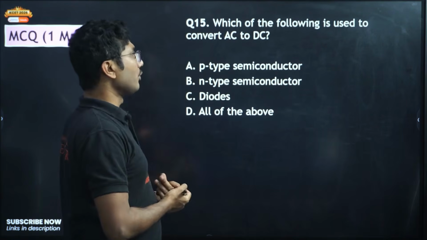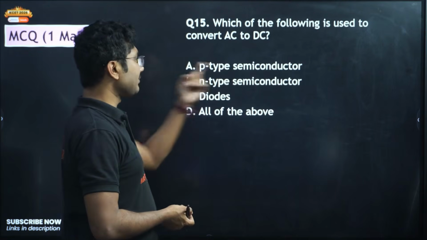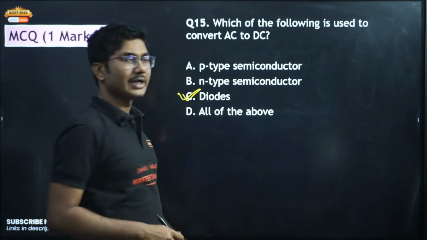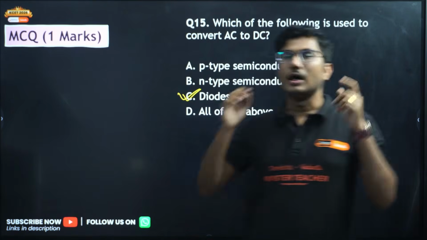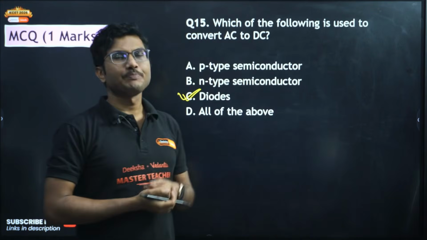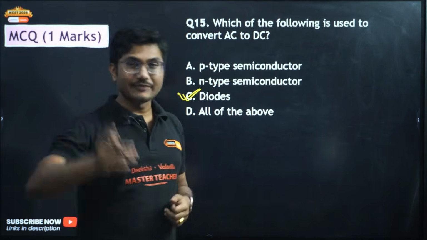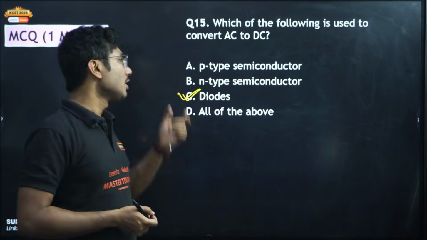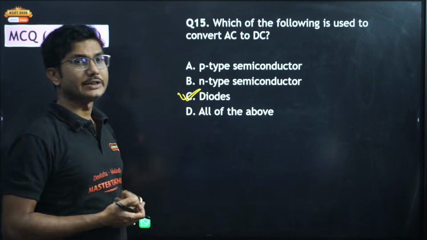Which of the following is used to convert AC to DC? P-type semiconductor, N-type semiconductor, diodes, all of the above. Only diodes are used to convert AC to DC. P and N-type individually cannot convert AC to DC. That means rectification. AC to DC is the rectification process. We will see that. So rectification is possible only by diodes, so PN diodes or normal diodes are used to convert AC to DC.